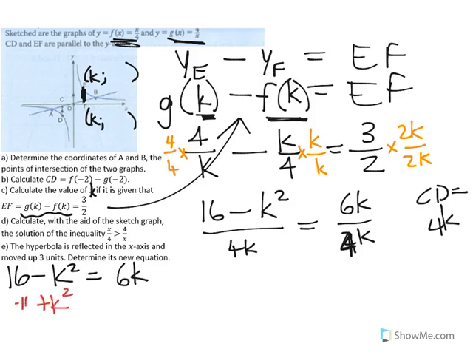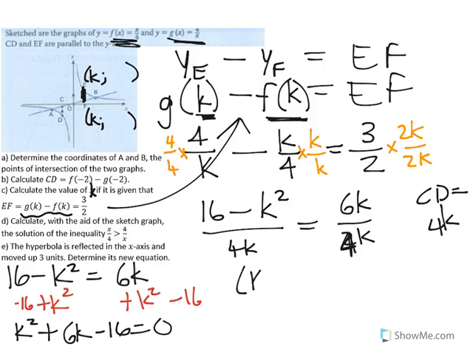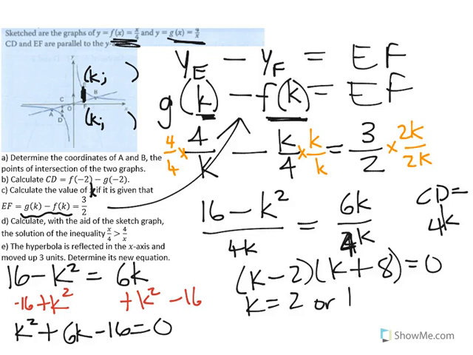I'm going to move these to the right so that I have a positive k squared that I'm working with. And so I've got k squared plus 6k minus 16 is equal to 0. Right? And then we can factorize that. That is (k minus 2) times (k plus 8) is equal to 0. So either k is equal to 2 or k is equal to minus 8.